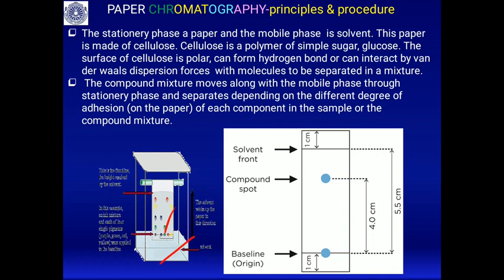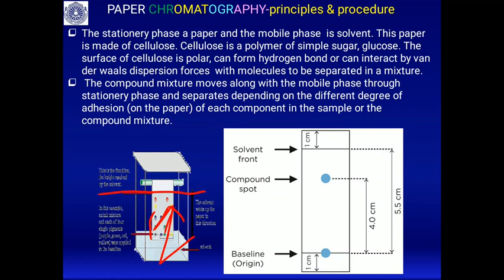The mobile phase is the solvent, and it moves through the stationary phase. Along with the solvent, the sample also moves. The solvent will move up to here. So the sample, which contains different components, gets separated depending on the polarity or different properties of the chemicals. The compound mixture moves along with the mobile phase through the stationary phase and separates depending on the different degree of adhesion on the paper, because of the differences in the properties of the molecules.